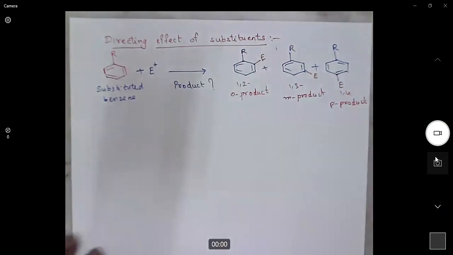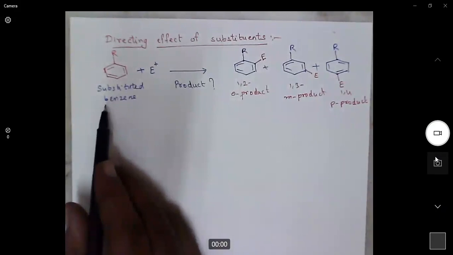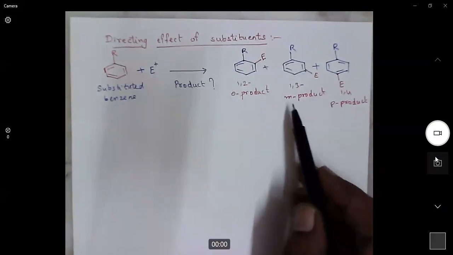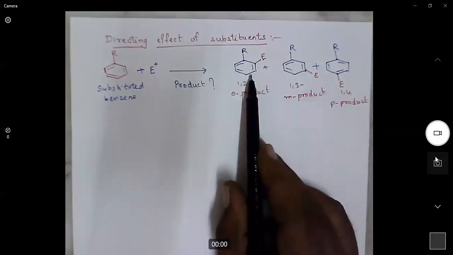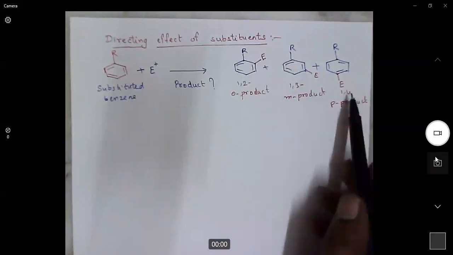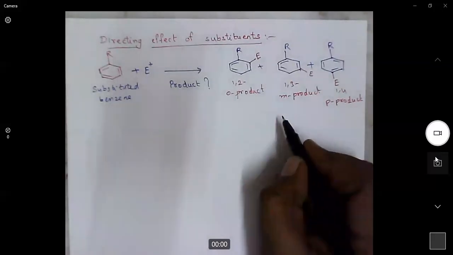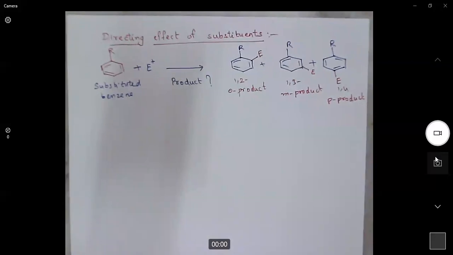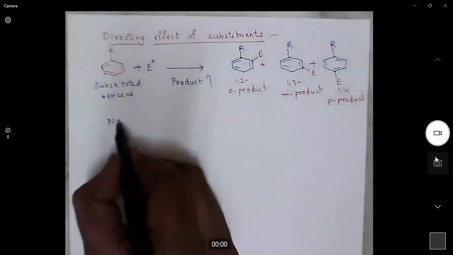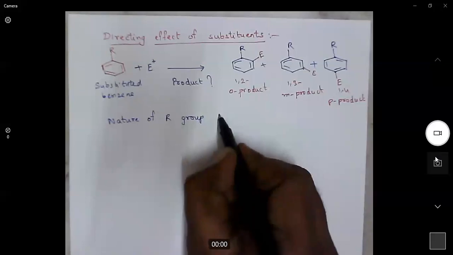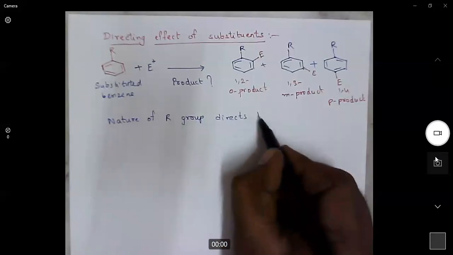So when there is a substituent on the benzene ring, an incoming electrophile has three possibilities to react. It may react at the ortho position, or at the meta position, or at the para position. Now, which product will form? That is what is called the directing effect of substituents. The nature of this R group will direct the incoming electrophile.